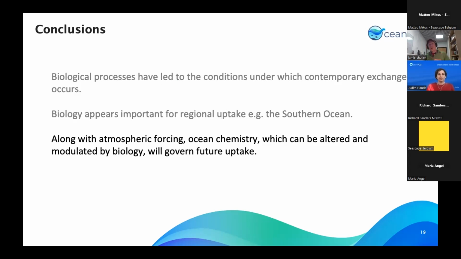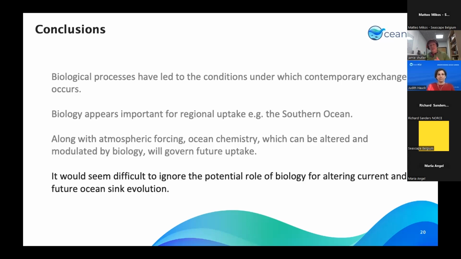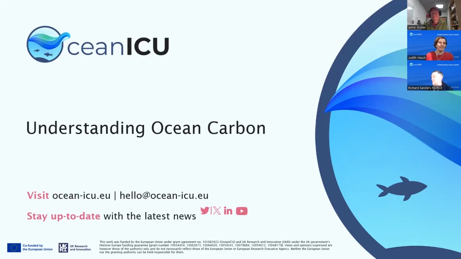And so, along with atmospheric forcing, ocean chemistry is really going to be critical for how the future uptake changes. And this ocean chemistry can clearly be altered and modulated by biology, and I've given some examples of that. So for me, it would seem difficult to ignore the potential role of biology for altering current and future oceanic sink evolution.